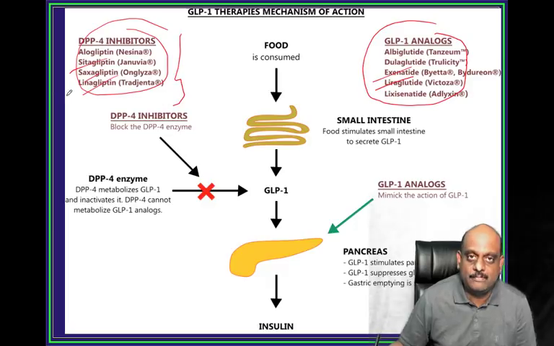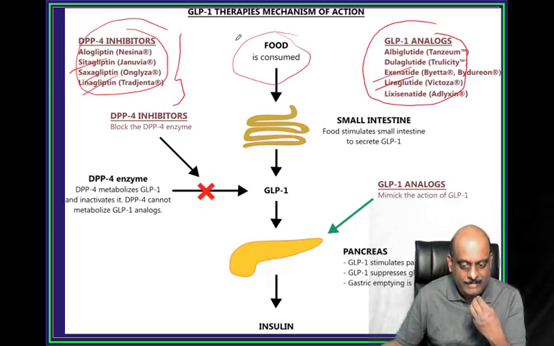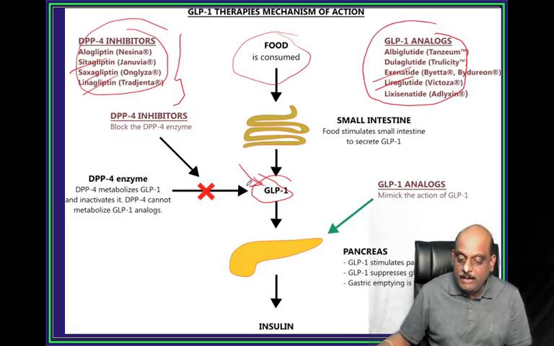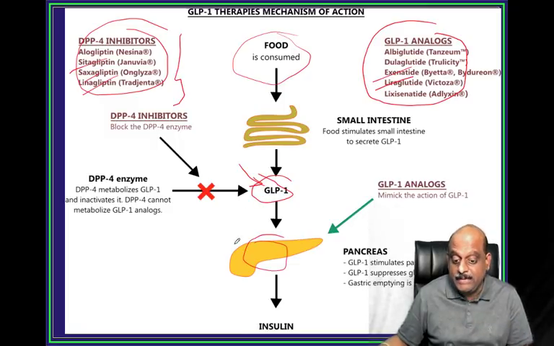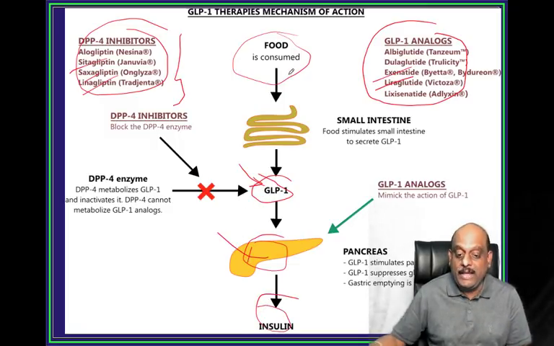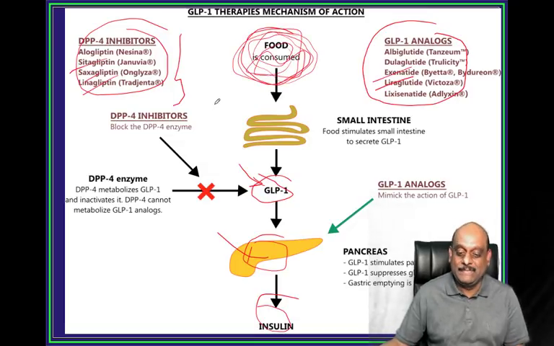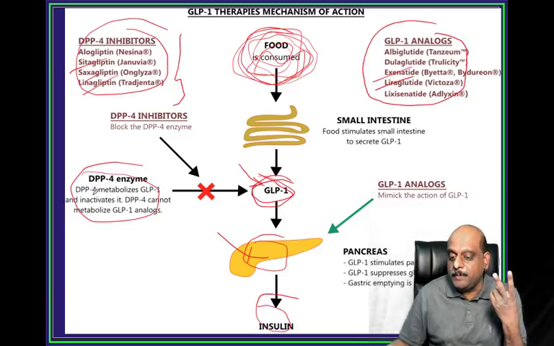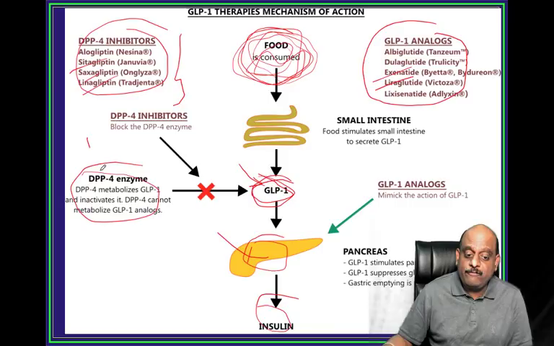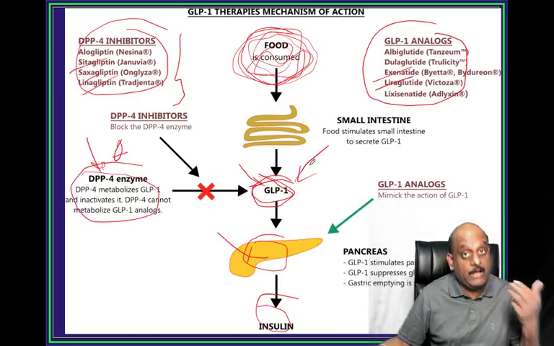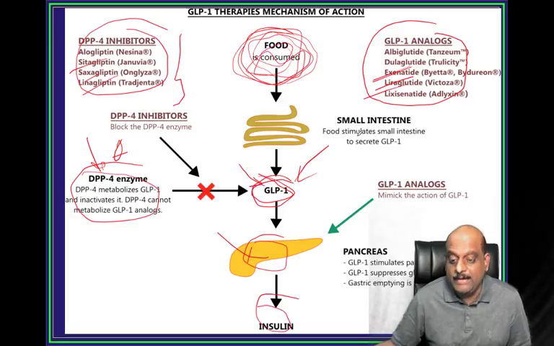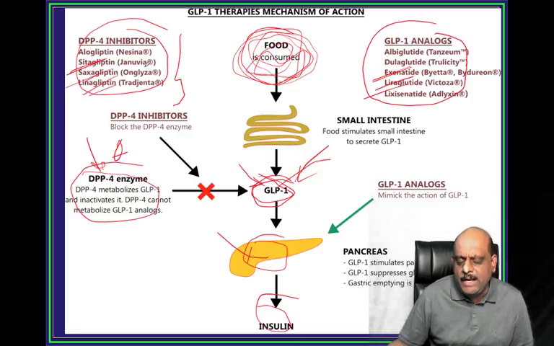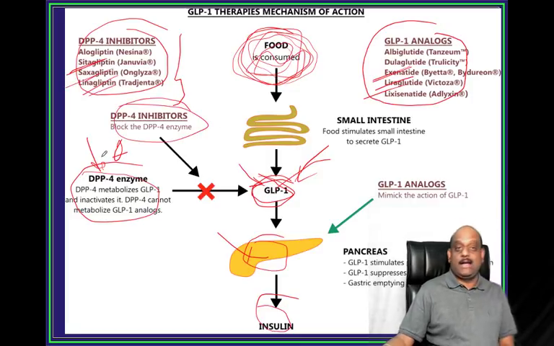linagliptin, they're all DPP-4 inhibitors. Whenever you eat food, small intestine will secrete GLP-1. GLP-1 will go to the pancreas and tell it to make insulin because this person is eating laddoo. But GLP-1 is inhibited by DPP-4. So you have two options, easy way and difficult way: you can inhibit DPP-4, or give a GLP-1 analog. So exenatide, liraglutide are GLP-1 analogs, whereas sitagliptin, saxagliptin, linagliptin are all DPP-4 inhibitors.